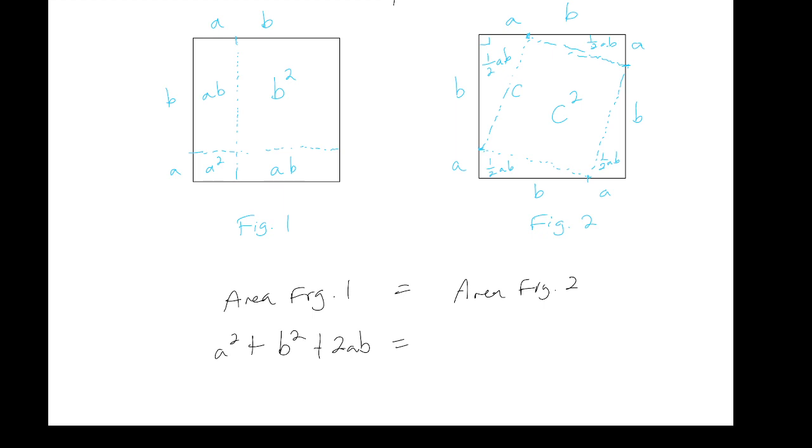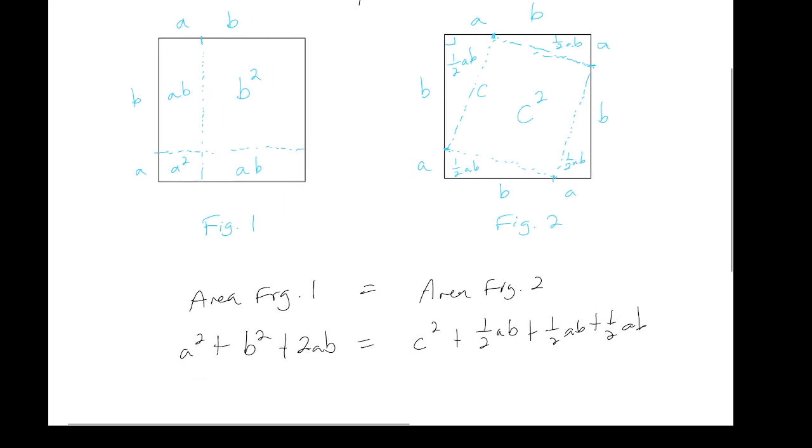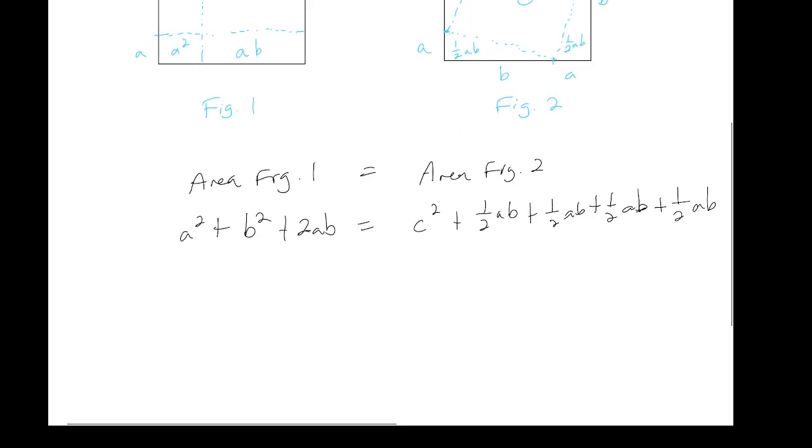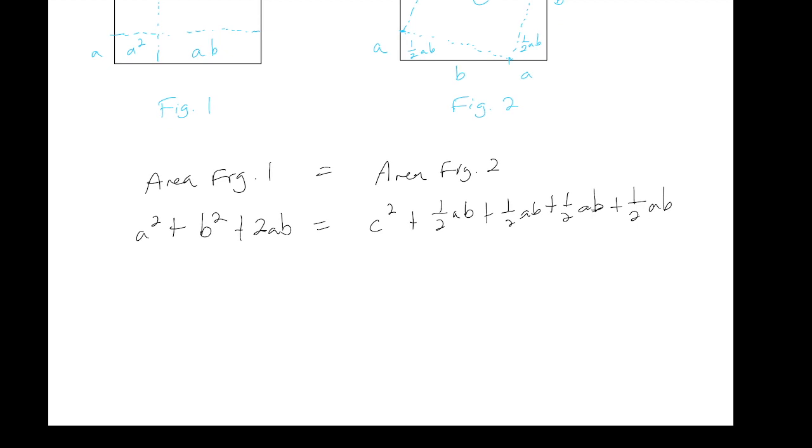And then for the way it's subdivided for figure 2, we have C squared, and then we have all those 4 triangles: 1/2 AB, 1/2 AB, 1/2 AB, and of course, 1/2 AB. Now, let's go ahead and simplify these, right? So, we have A squared plus B squared plus 2AB, right? We have C squared, and then we're going to take the sum of all these. 1/2 AB plus 1/2 AB plus 1/2 AB plus 1/2 AB is going to be equal to 2AB.